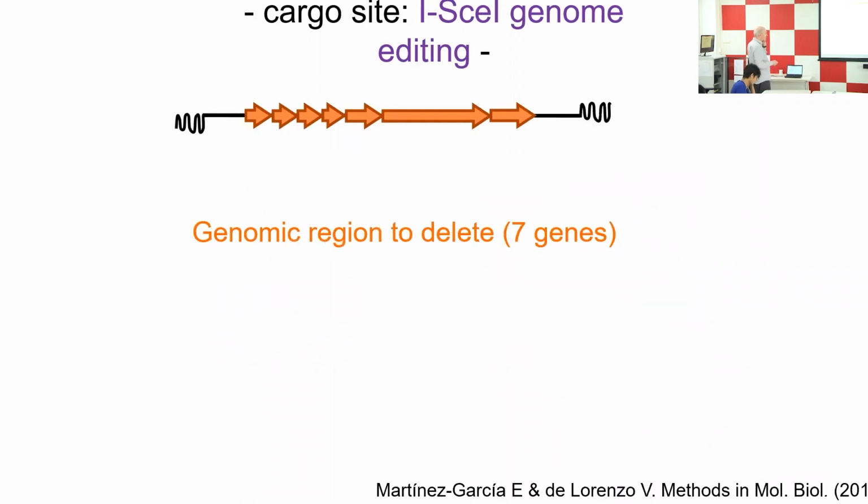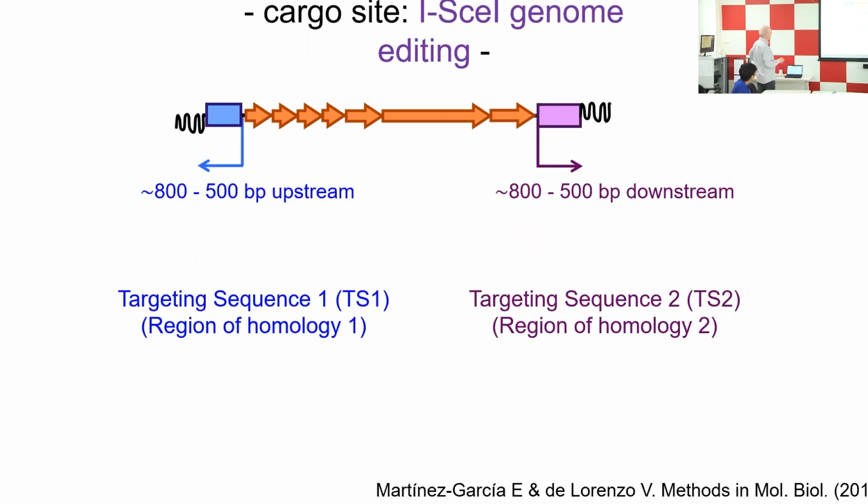Now, let's suppose that you want to delete a segment in the genome. You have some genes here, for instance 7 genes. It can be 1, 2, 3, or 40. It doesn't matter. And you want to delete this region from the chromosome of your favorite bacterium. How do you do it? Well, the first thing you have to do is identify flanking sequences at the sites of the segment that you want to delete. For optimal homologous recombination, the size of these fragments should be in the range between 500 and 800 base pairs. So you look at the sequence and identify the DNA that happens to be exactly upstream and downstream of what you want to delete.